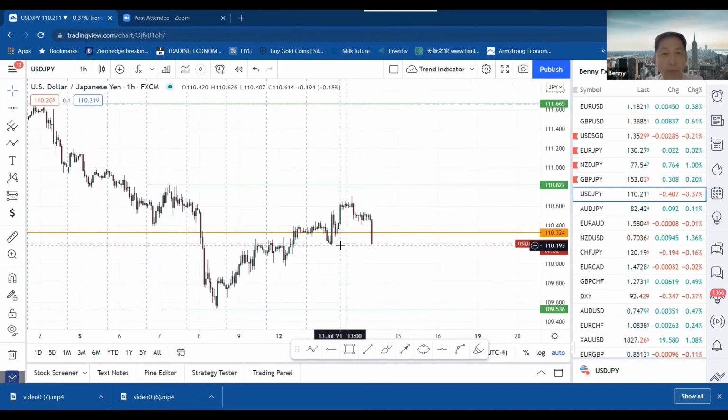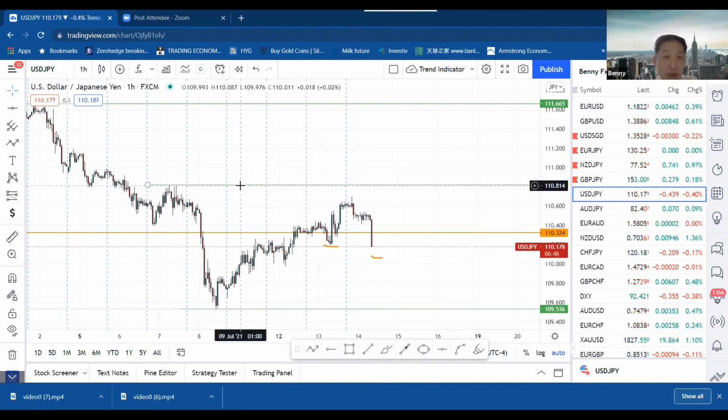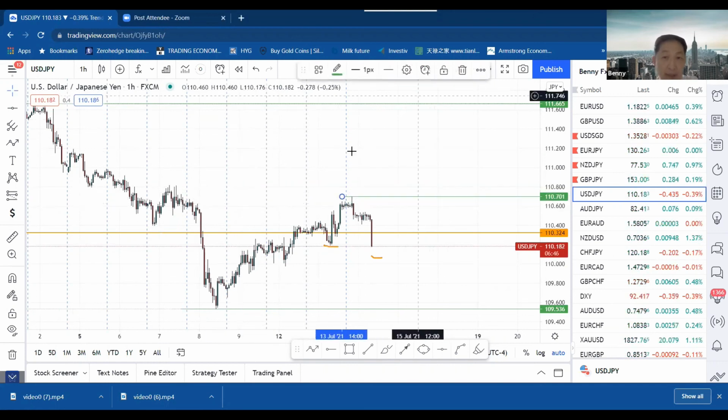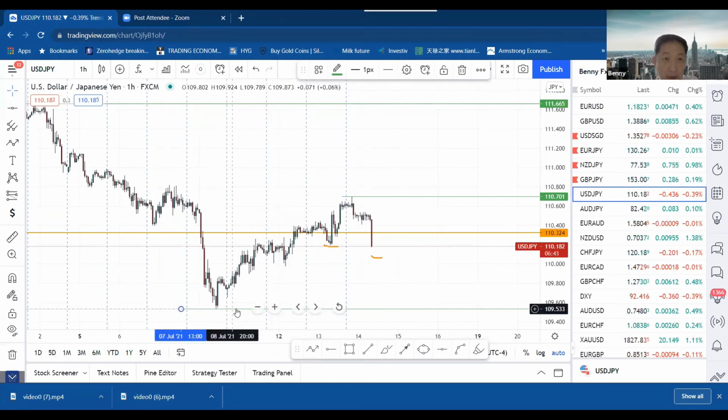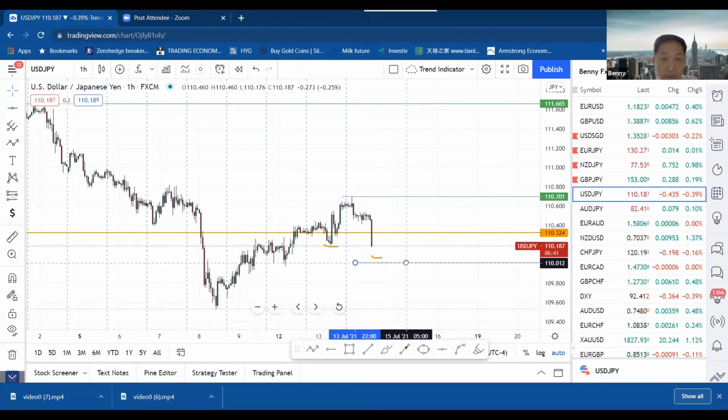So let's say, assuming the price breaks this low and makes a lower low here. Okay, now we have defined our range, the high, and let's say the price makes a lower low here. Okay, I'm just assuming. Imagine here. So this is the high, this is the low, this is the low that is taken out.